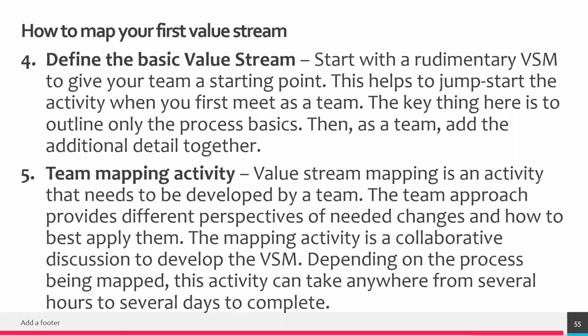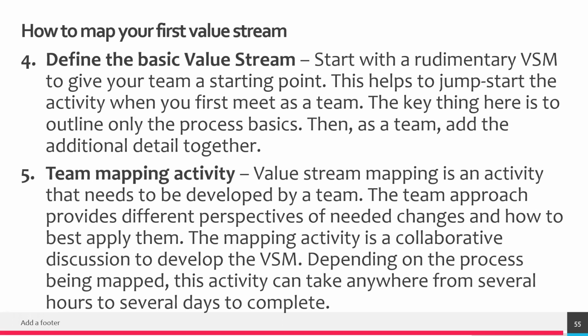Number four, define the basic value stream. Start with a value stream map. Where is the starting point? And this will help you to jumpstart the activity for your team, jumpstart the activity when you first meet as a team. The key thing here is to outline only the process basics. So basically what you want to do when I say number four, define the basic value stream map, is create a flow chart that will help you to get started with the process.